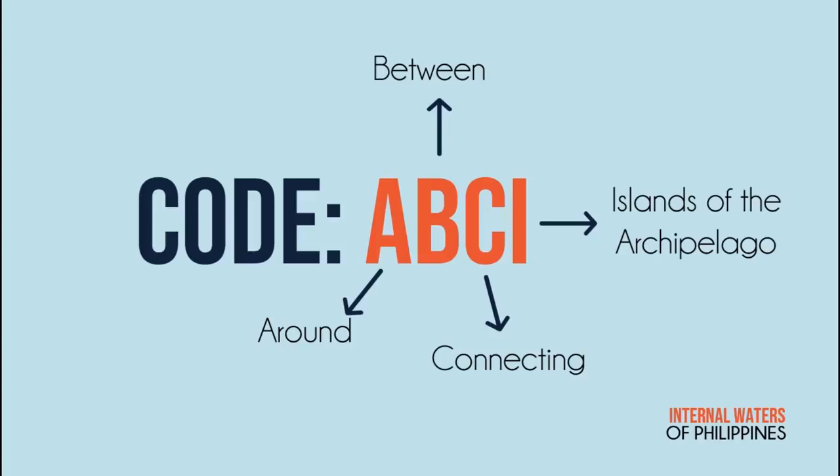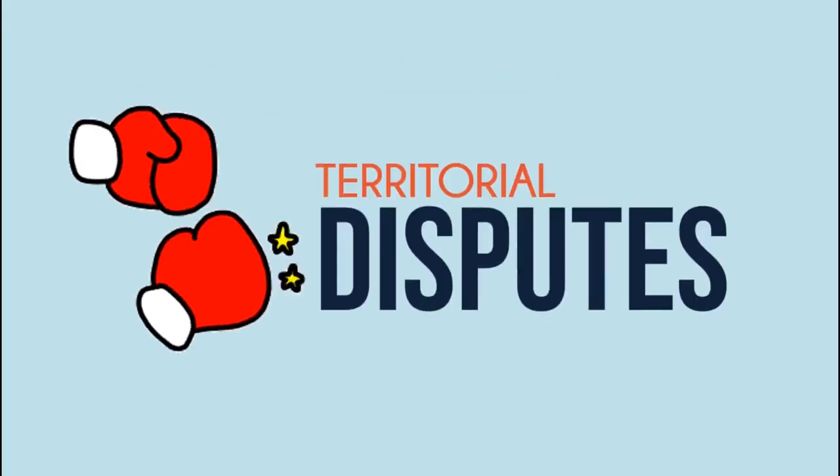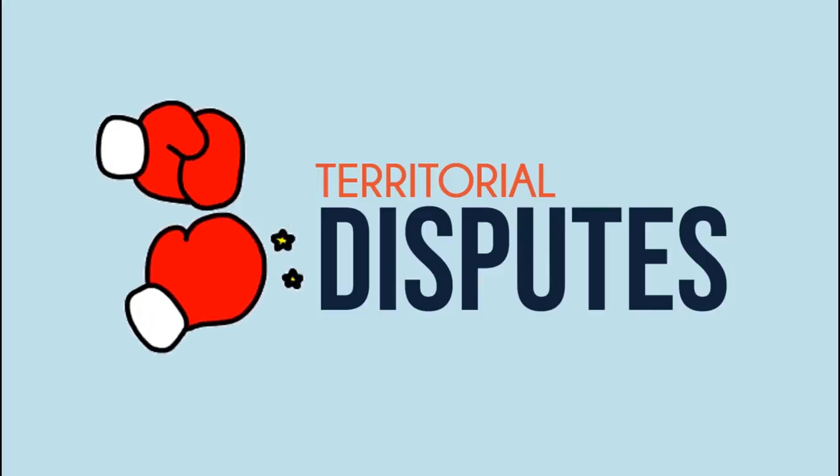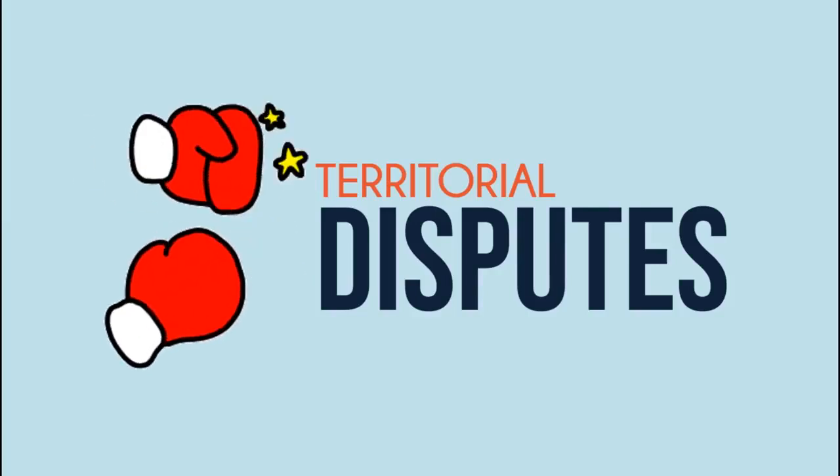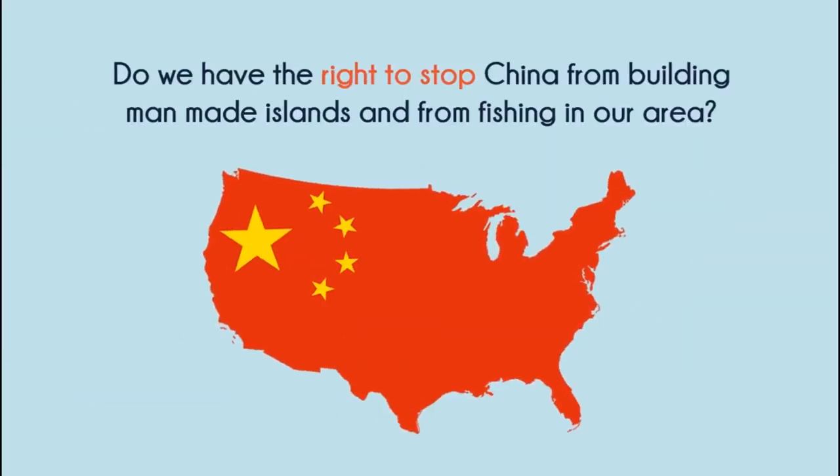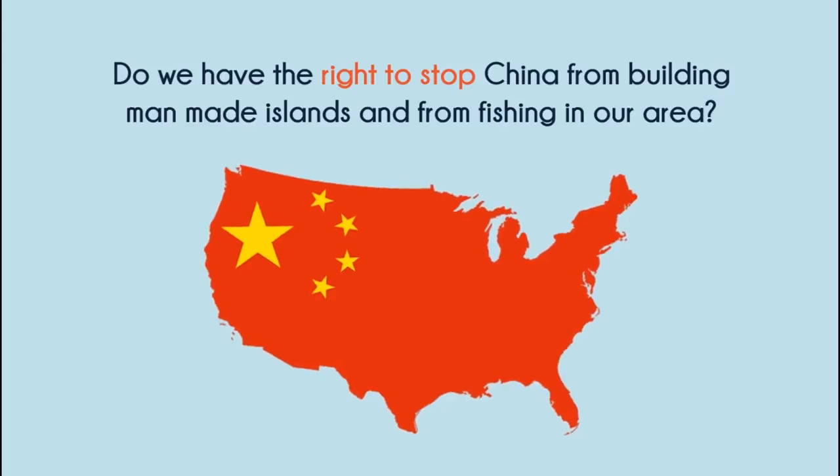Since we are on the topic of the national territory, let's talk about the territorial disputes, specifically regarding the South China Sea territorial dispute, or for us, it's the West Philippine Sea. Do we have the right to stop China from building man-made islands and from fishing in our area? To answer this question, let's first discuss UNCLOS.